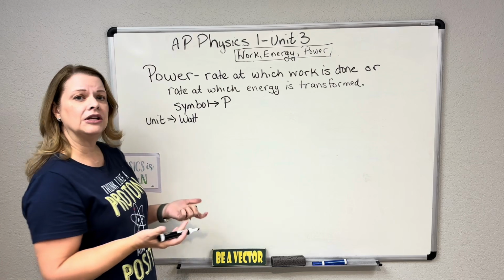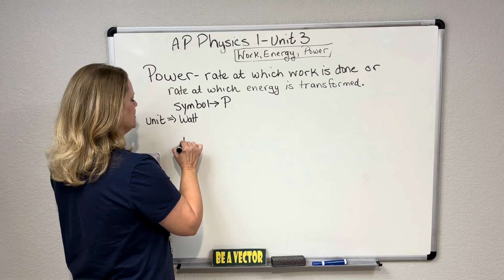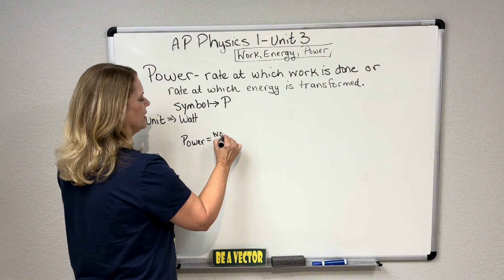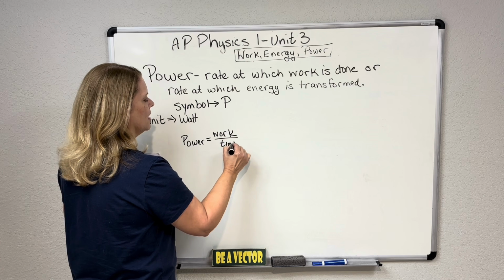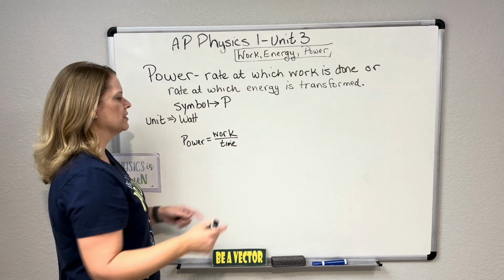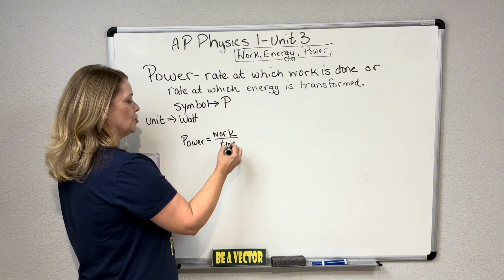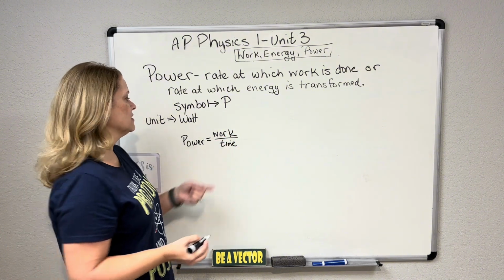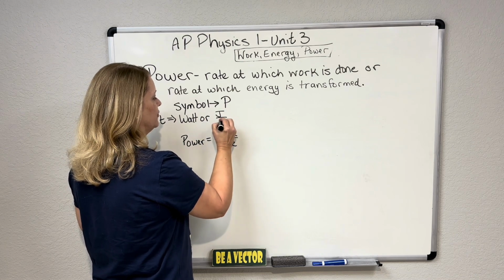All right, let's just jump in here now with the equation. The basic equation for power is that power equals work divided by time, or your change in time. That's the rate at which work is done. Work divided by time, that's a rate. So work is measured in joules and time is in seconds. So another unit is a joule per second.